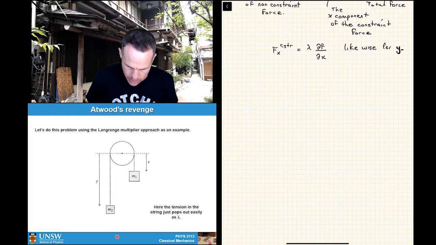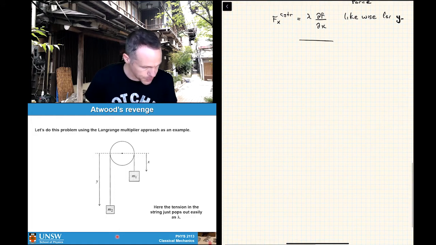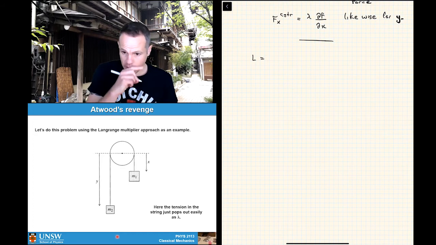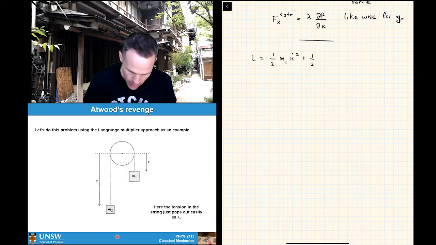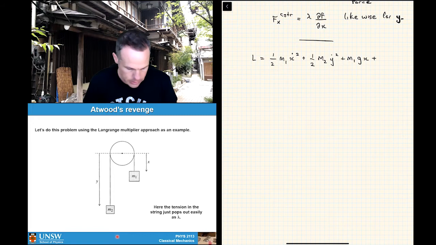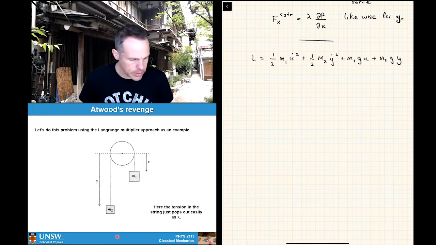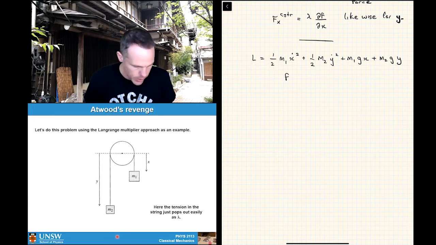Let's go through here and do it. We're going to pull back the Lagrangian that we had earlier from this problem because I don't want to redo the whole thing again. So our Lagrangian is a half m1 x dot squared plus a half m2 y dot squared plus m1 g x plus m2 g y. And you'll remember when we did this problem we had a constraint equation.